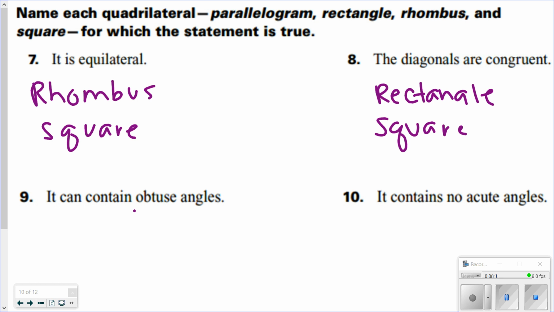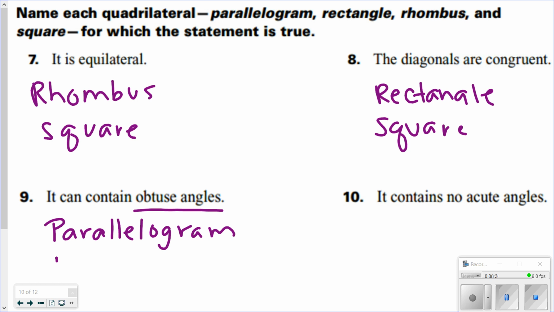Next, it contains obtuse angles. Remember, the word obtuse means greater than 90 degrees. Once again, there are 2 answers for this one, and it would be a parallelogram and a rhombus.